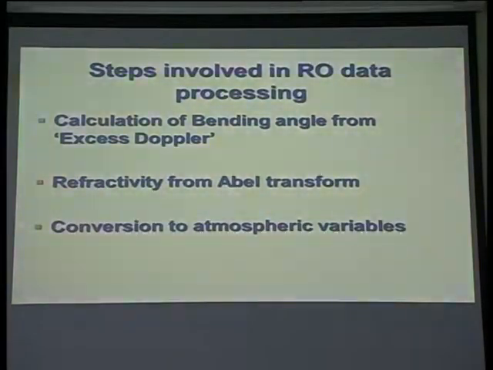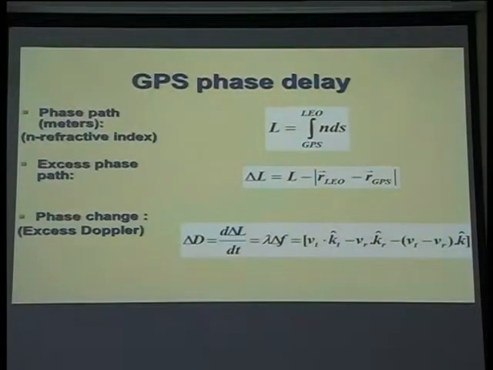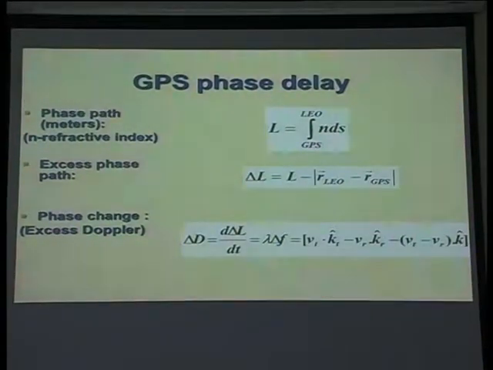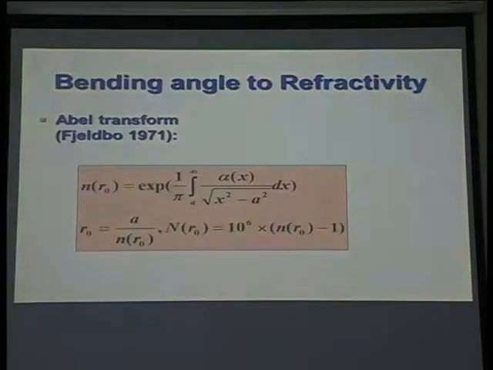There is a large number of steps involved in GPS RO data processing, from the GPS signal to refractivity. Here I am showing glimpses of that aspect. It involves calculation of bending angle from excess Doppler, refractivity from the Abel transform, and then conversion to atmospheric variables. The phase path is defined like this: from GPS to LEO, N is the refractive index, and ds is the path traveled. If there is no atmosphere, it would obviously have traveled the straight line path. So the excess phase is the actual path minus that straight line path. The rate of change of this excess phase is what is known as excess Doppler. From this we usually derive bending angle, and from bending angle we get refractivity via the Abel transform.